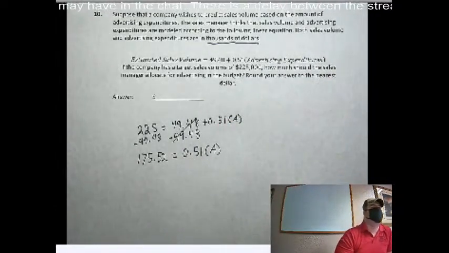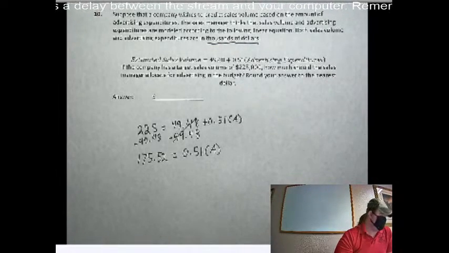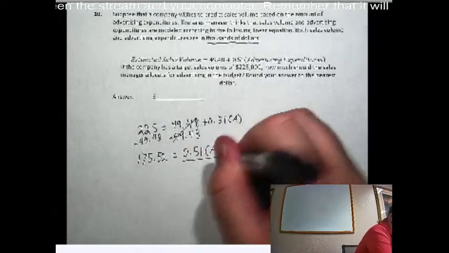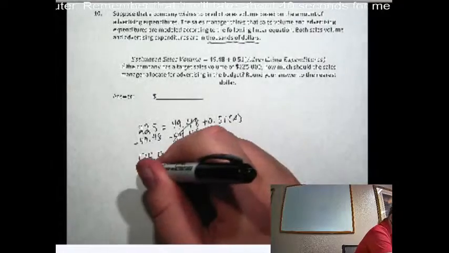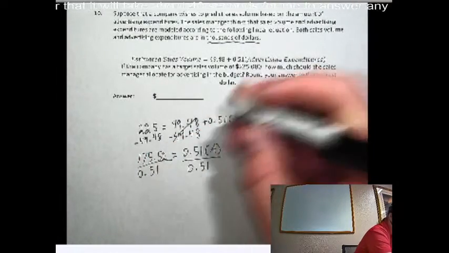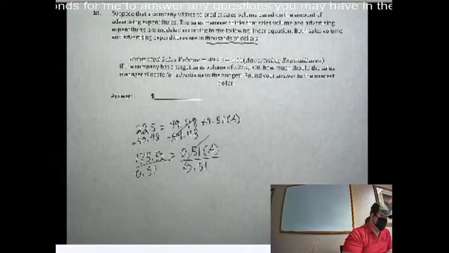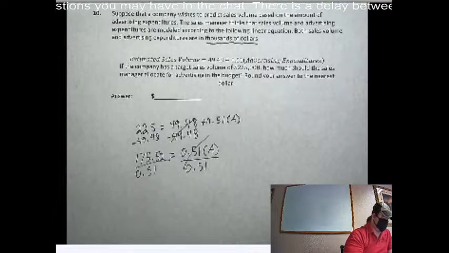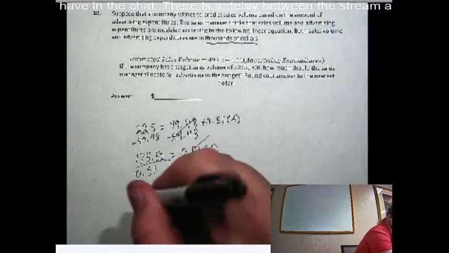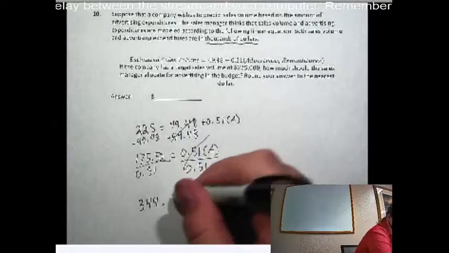All right. One more step. What do we do? Divide. So 0.51 is coming off of this, same on the other side. It cancels there. Let's see what we get. It should be a larger number than this. So divide by 0.51, and we get 344.7 if I round.